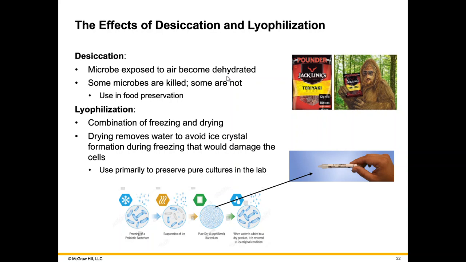So beef jerky is made by taking meat and dehydrating it in a low-ish temperature oven, essentially, for a long period of time. So that would be an example of desiccation.